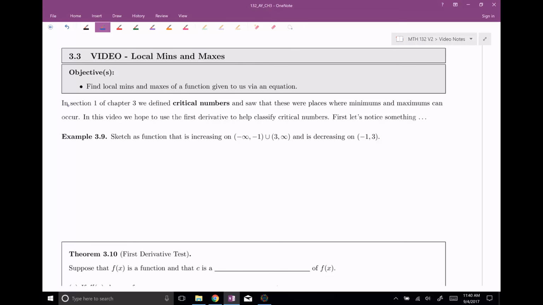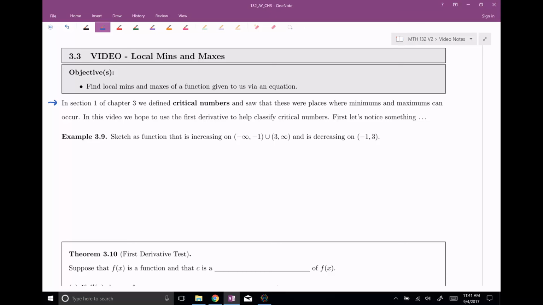Alright, so remember back in section number 1 of chapter 3, we defined these things called critical numbers, and we saw that they were useful for finding where minimums and maximums can occur. But back then we were talking about absolute minimums and maximums. We would like to transition now into local mins and maxes, and we hope to use our first derivative to help classify. If we have a critical number, is it a local min, is it a local max, maybe it's neither, right? So we're going to use the first derivative to help us classify these things.